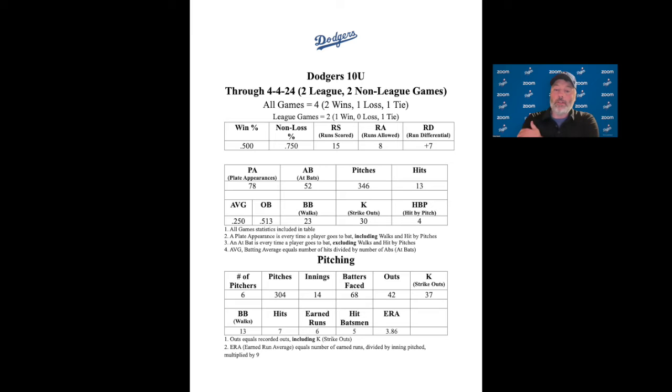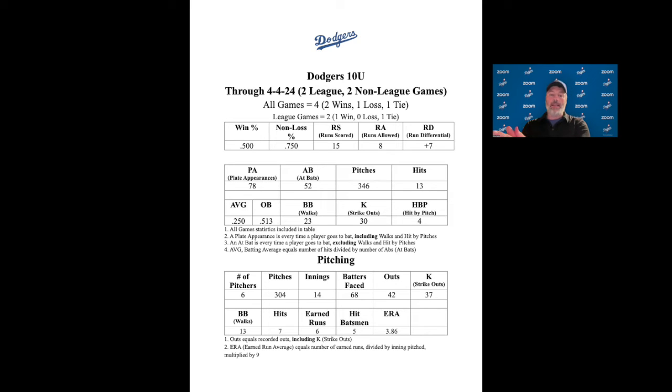Now, if you go down and look at the next row of statistics, AVG, that means batting average. Our batting average as a team is .250. That means in 25% of our at-bats, we've gotten a hit. The way you calculate a batting average is hits divided by at-bats. So basically 13 divided by 52 in our case.